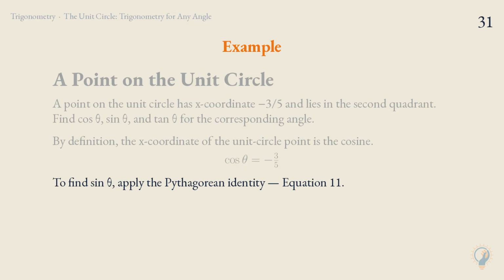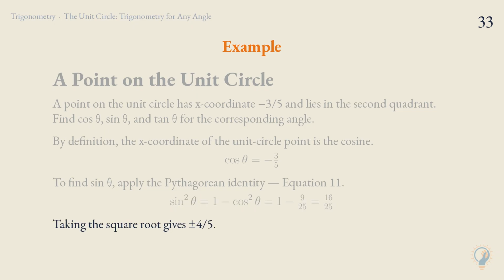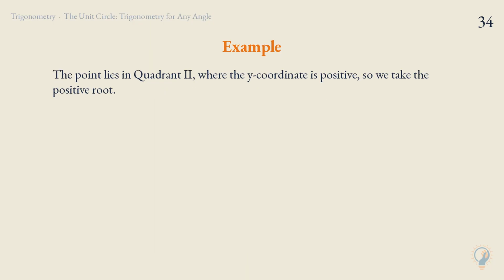To find sine of theta, apply the Pythagorean identity from equation 11. Sine squared theta equals 1 minus cosine squared theta, which is 1 minus 9/25, which equals 16/25. Taking the square root gives plus or minus 4/5. The point lies in quadrant 2, where the y-coordinate is positive, so we take the positive root. Therefore, sine of theta equals positive 4/5.